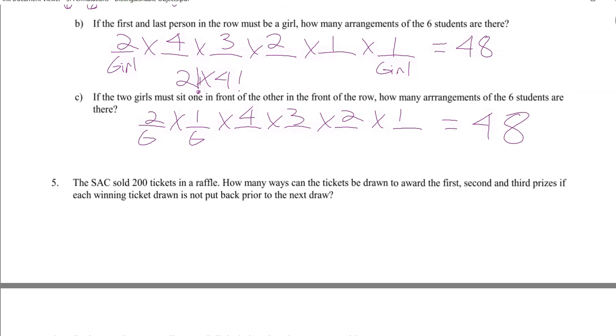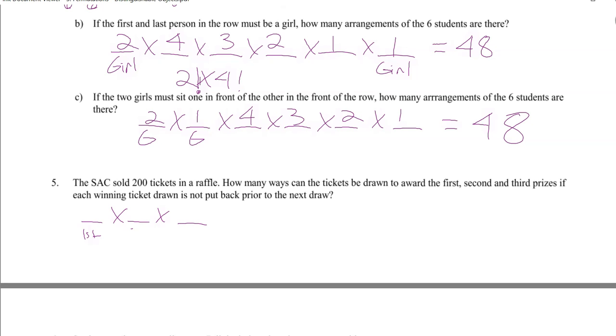Student Activity Council sold 200 tickets in a raffle. How many ways can the tickets be drawn to award the first, second, and third prizes if each winning ticket drawn is not put back prior to the next draw? Okay, so we call that without replacement, right? If we do replace it, they're different numbers. Two different ways, right? You can use fundamental counting principle.